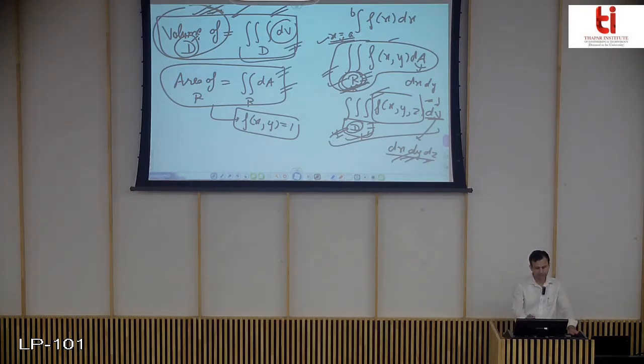Similarly, we have area. The same concept that we did for the double integral for area applies here for volume, where you put f(x, y, z) equals 1.